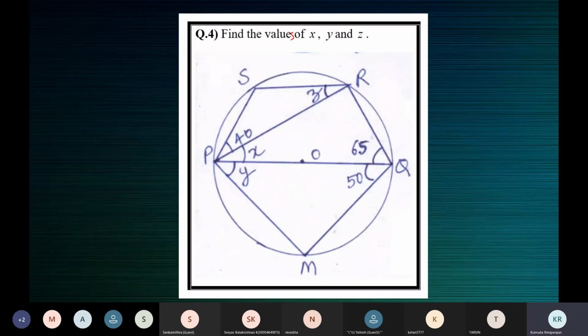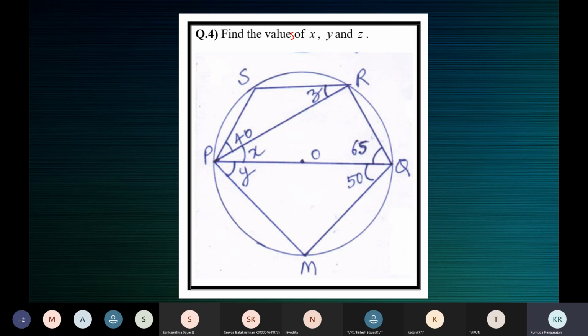So here we see that chord PQ passes through the center O of the circle. So PQ is the diameter. Whenever there's the presence of a diameter, immediately identify the angle in a semicircle, which is the right angle. Only when we have a diameter in the figure can we use this theorem: angle in a semicircle is a right angle. Otherwise, this cannot be used.